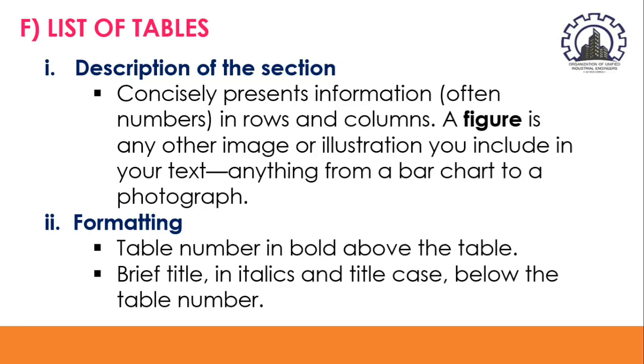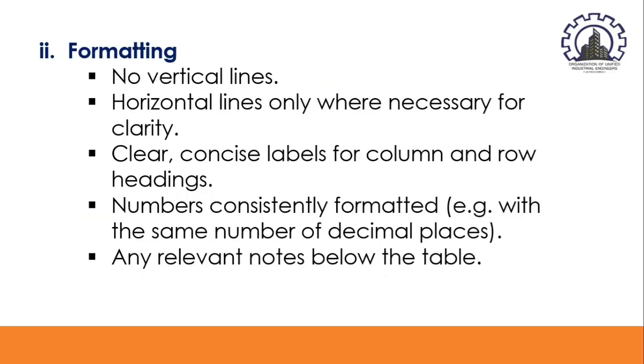Now, in formatting your list of tables, the table number should be in bold above the table. There should be a brief title in italics and title case below the table number. No vertical lines, horizontal lines only where necessary for clarity, okay? And clear, concise labels for columns and row headings. Numbers consistently formatted, such as with the same number of decimal places, and any relevant notes below the table.